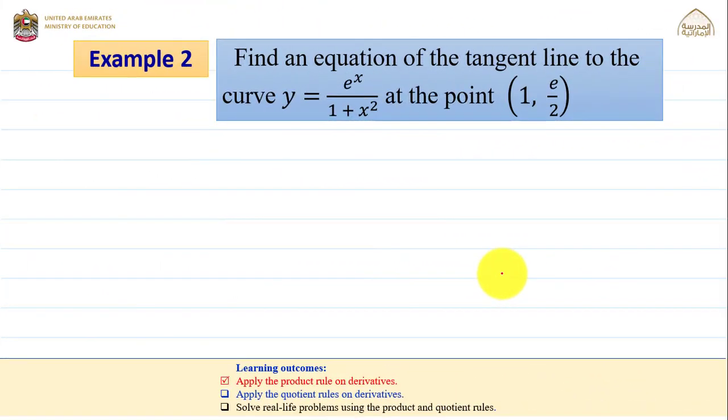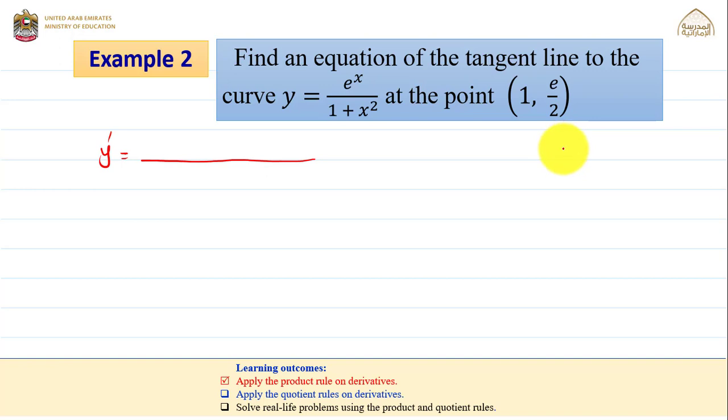Another example: find the equation of the tangent line to the curve y equals e to the power x over 1 plus x to the power 2 at the point 1 and e over 2. Here we need to find the slope of the tangent line. Then we need to find the derivative of our function, y prime equals. We need to apply the quotient rule here.